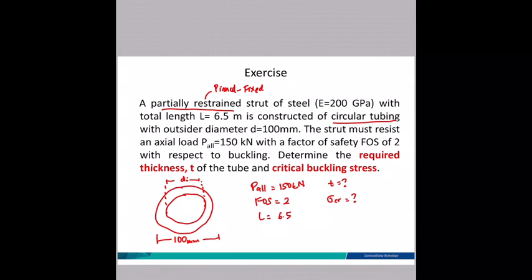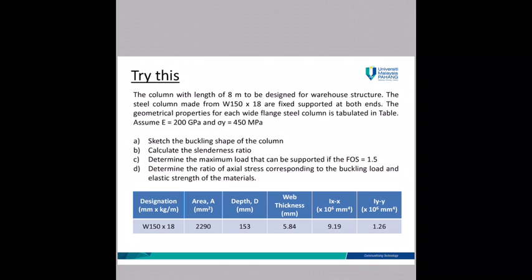Please try this one. This is an example of final exam questions. They ask you to sketch a buckling shape, calculate the slenderness ratio, determine the maximum load with the given factor of safety, and then determine the ratio of axial stress corresponding to buckling load. So how to calculate the ratio? Ratio is equal to the buckling load, which is the buckling stress divided by the yield stress here. Then you will get your answer here. Please try this one.